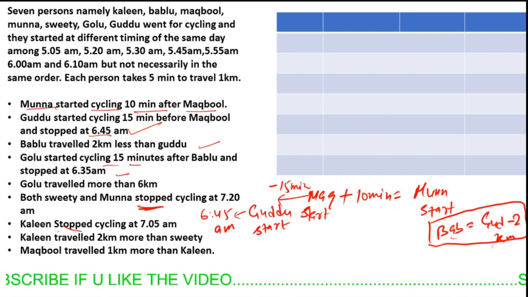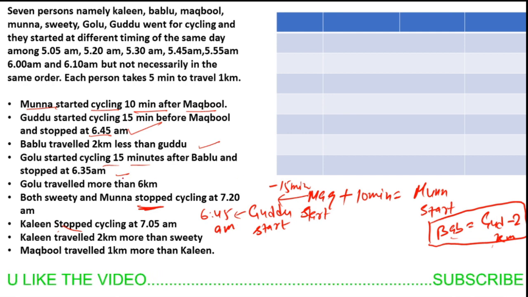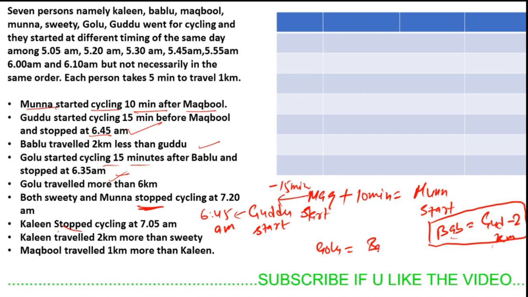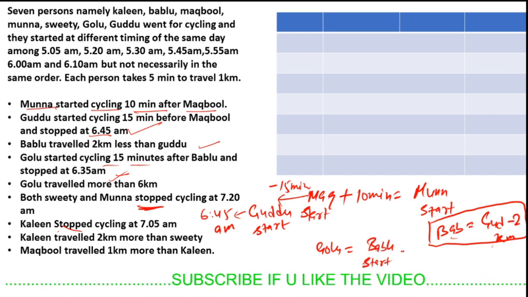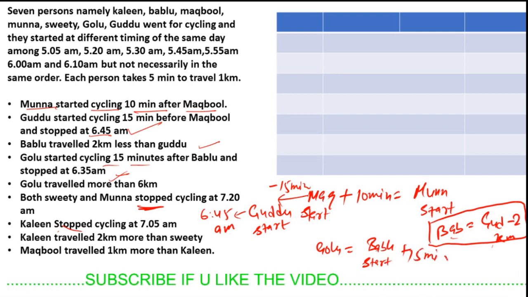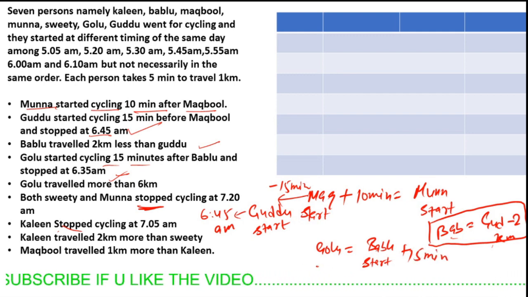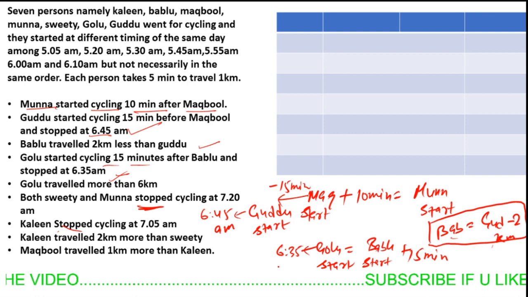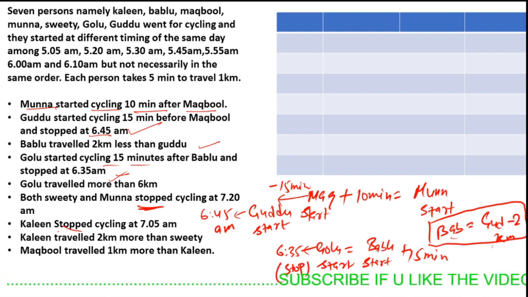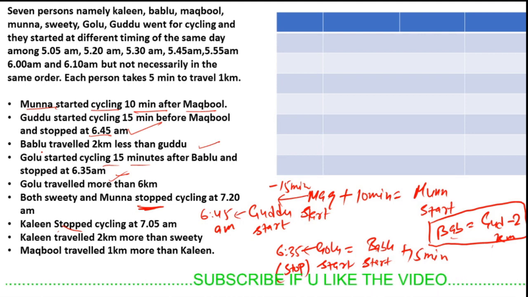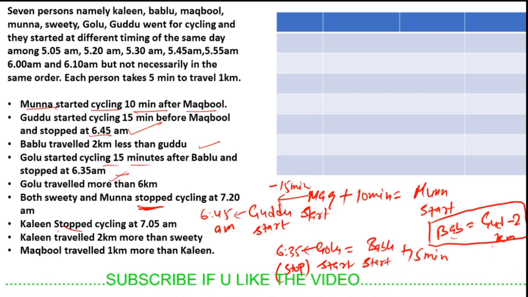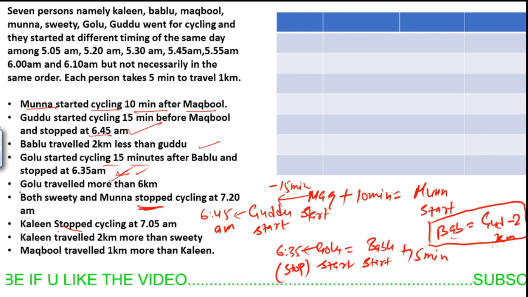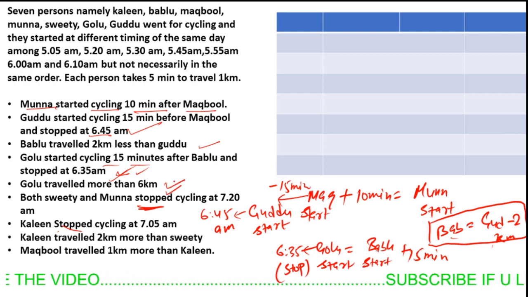Next hint: Golu started cycling 15 minutes after Bablu and stopped at 6:35. So Golu starts Bablu start plus 15 minutes, and we also know that Golu stopped at 6:35 a.m. Guddu and Golu are confusing names, so you have to be aware while noting down the hints that you must not confuse between them. Golu traveled more than 6 kilometers.